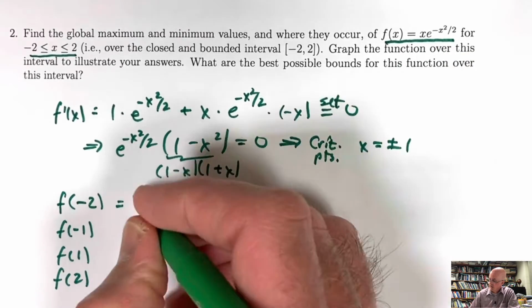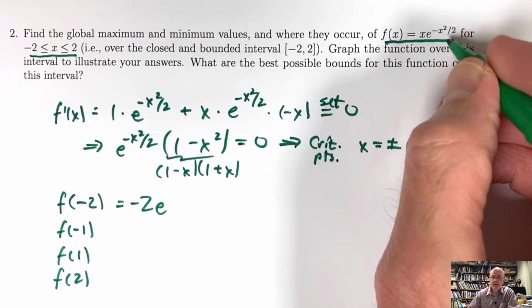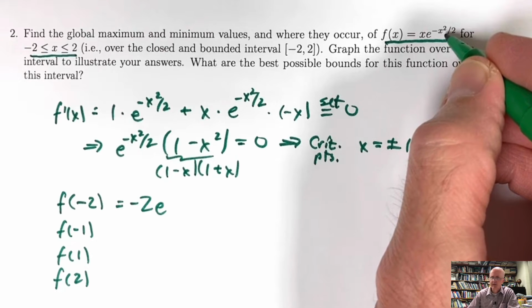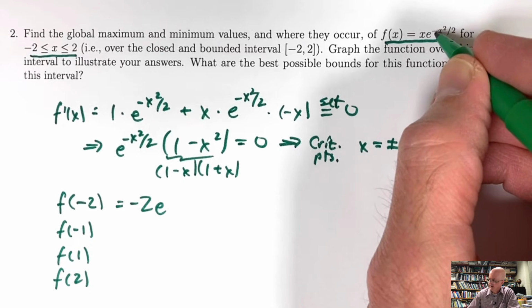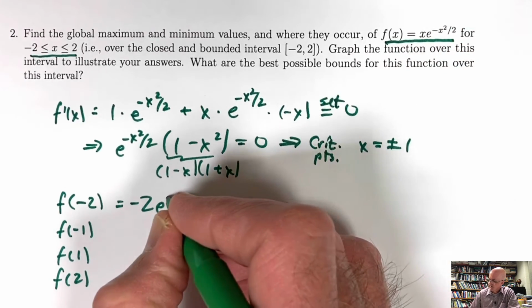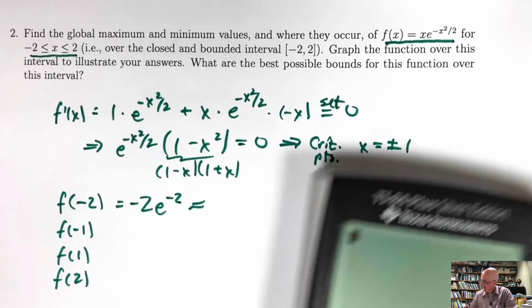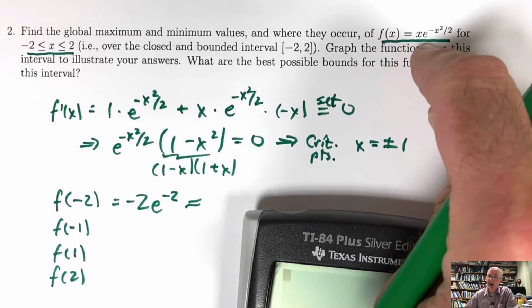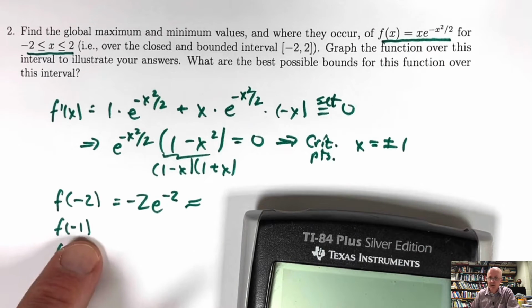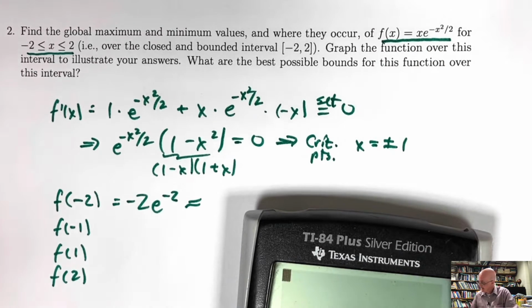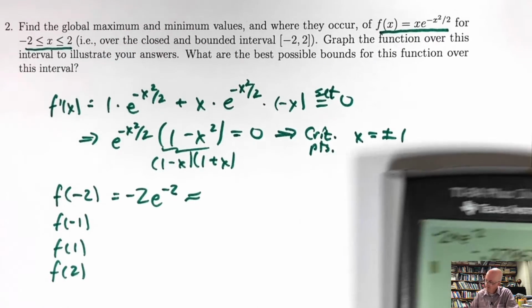In that original function, I'll get negative 2 e to the negative 2 squared is positive 4 over 2 is 2, but then I have a negative sign there. So that's going to be negative 2 e to the negative 2 power. Let's go ahead and approximate that right away. By the way, this function is an odd function, and so once I find the first two, I can easily find the second two. Negative 2 times e to the negative 2 power is approximately negative 0.27.